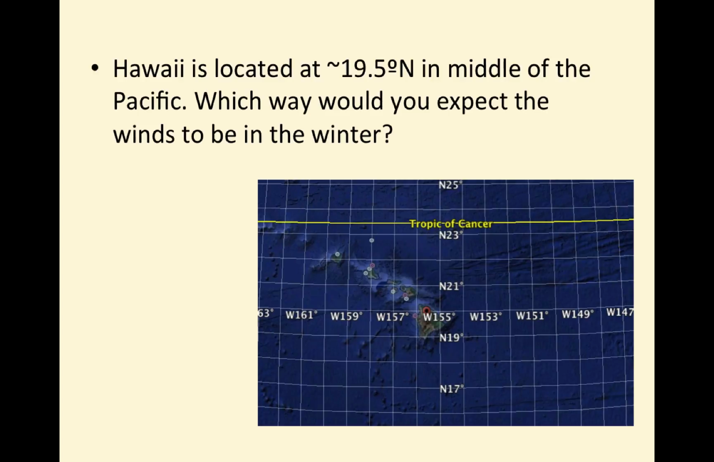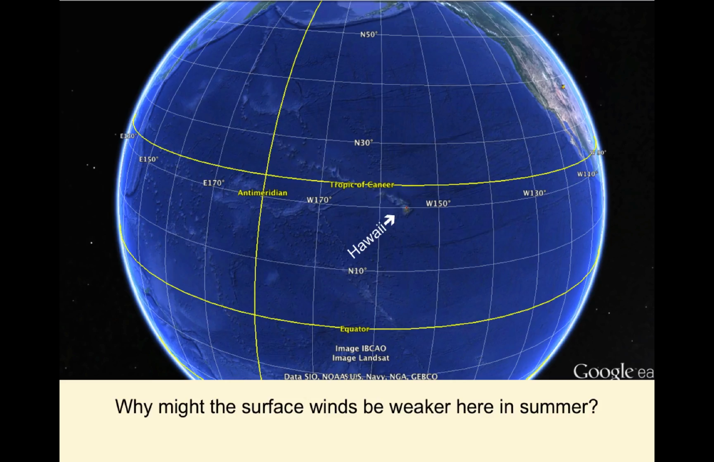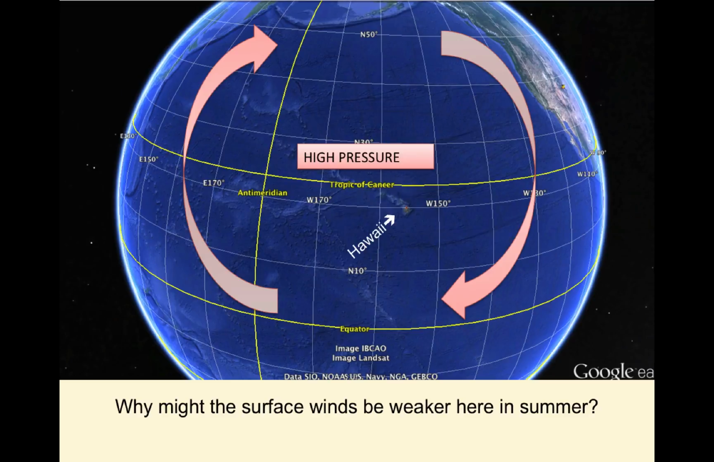So Hawaii is located at about 19.5 degrees north in the middle of the Pacific. Which way would you expect the winds to be in the winter when the ITCZ is further to the south? Well, the answer is you're dead red in the middle of the northeast trades, so you typically have northeast wind. In the summertime, the winds are generally weaker here, and this is mostly a function of being in the center of a high pressure cell that exists over the Pacific Ocean because you have cold oceanic water surrounded again by warming land surfaces. Cold areas create high pressure at the surface.